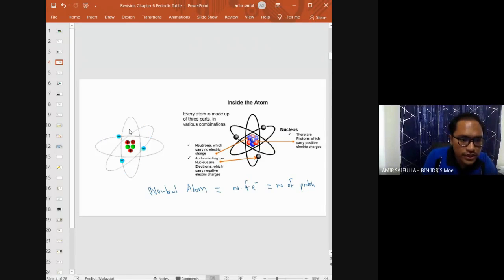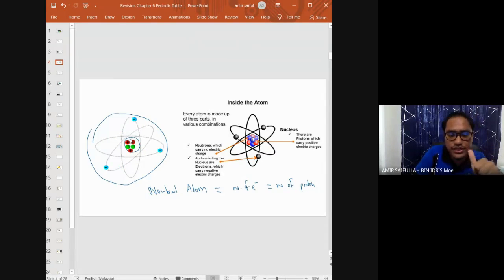Okay, let's see. This is an atom. Inside here, you can see this is the nucleus, where it has protons and neutrons. This is a neutral atom because the red color is the positively charged proton. It has 3 protons and 3 electrons. This is the neutral atom, and it has 2 neutrons. The green color is the neutron. So 2 neutrons, 3 protons and 3 electrons.